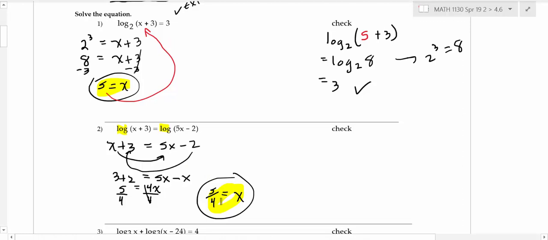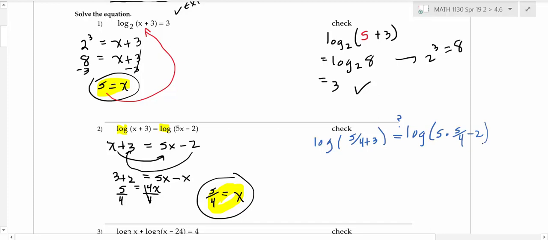Now, actually, when you check something like this, you can check this on a calculator too if you want to. If you solve a linear equation, usually you don't have to worry too much about checking your answer. But if you did check your answer, what you would have is log of 5/4 plus 3. And we'll see if that's equal to the log of 5 times 5/4 minus 2.